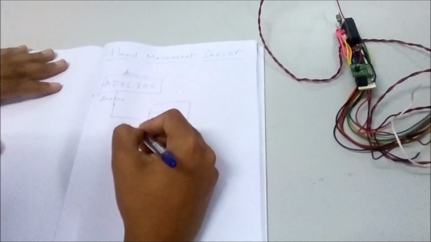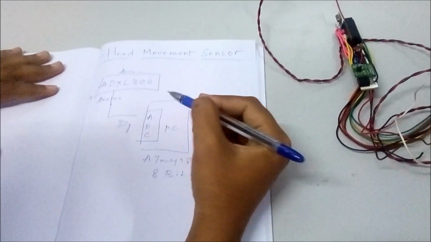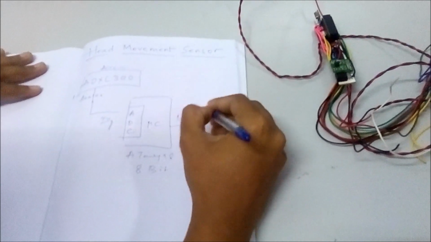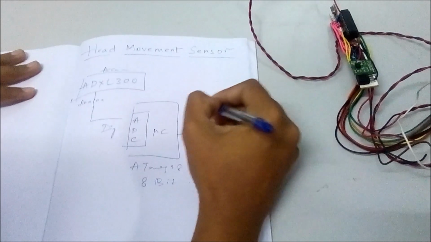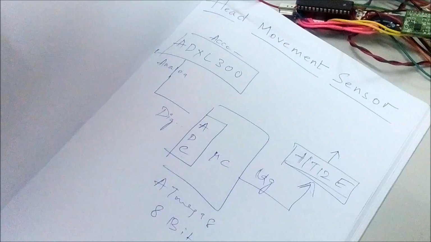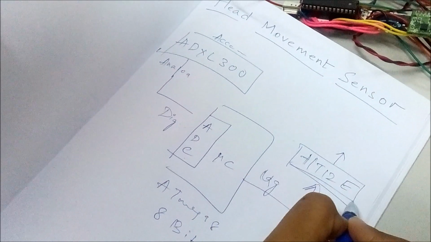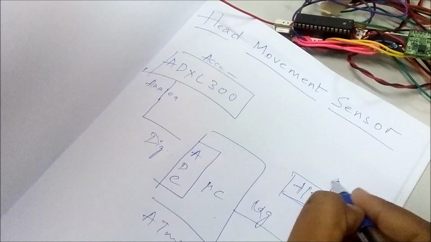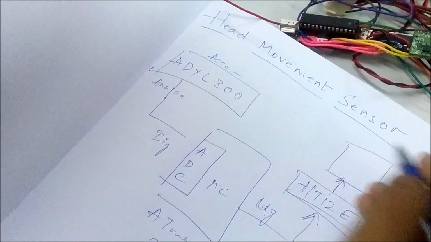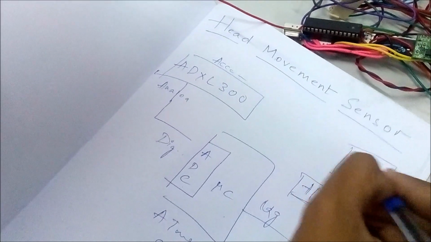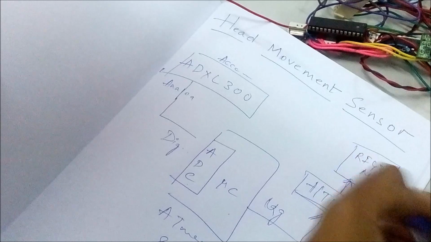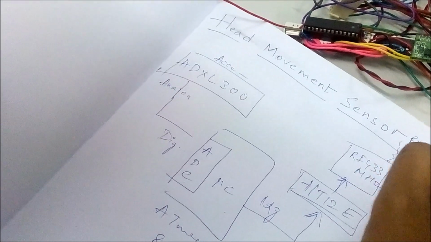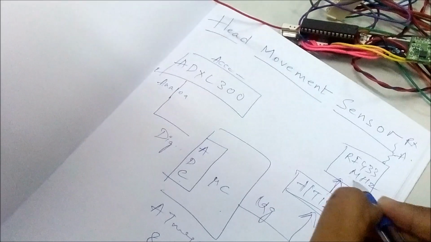By using this digital signal, we are writing a program. This code is transferred to the encoder, which is the HT12E. This HT12E is an encoder. It encodes the signal from the microcontroller, and this signal is transferred to the transmitter, the RF 433 MHz. It transmits the signal to the receiver through the antenna at 433 MHz.